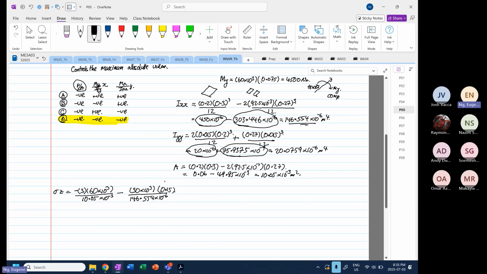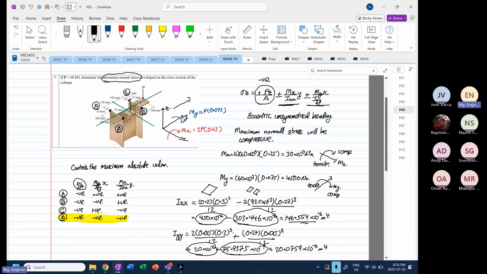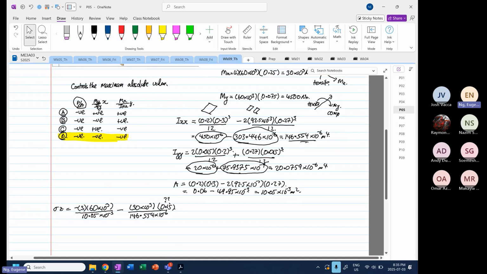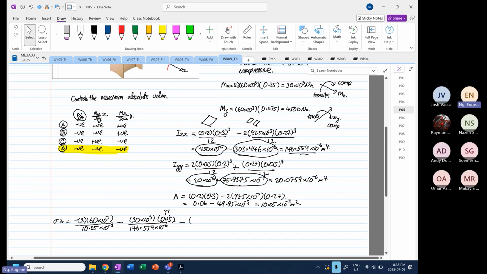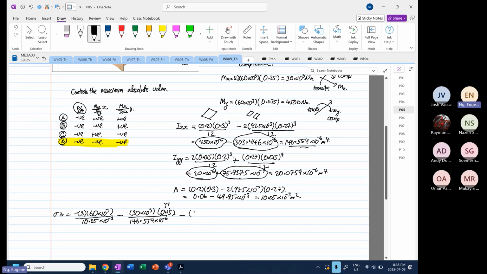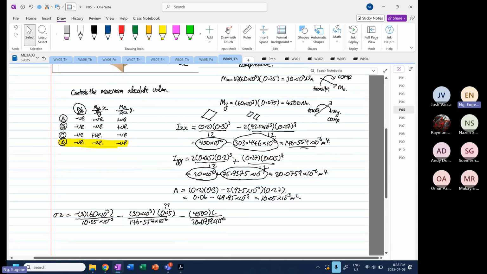A lot of students mix this up, okay? So if you look at y, this is the y distance from the center, which is 0.15. And then minus, the next moment is 4500, divided by Iyy, 20.0759. Then you multiply by the distance now, which is equal to 0.1.